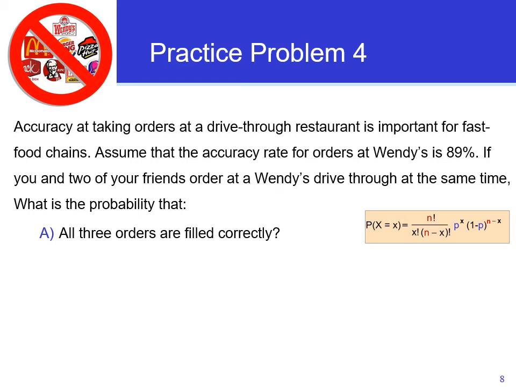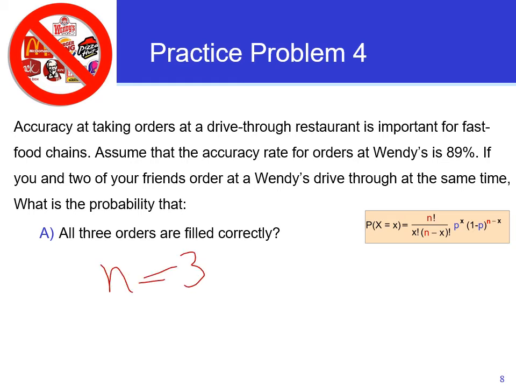Now we have to figure out n here, the number of trials, and x here. So what is n here? n is the number of trials. How many times would this be repeated? So you and two of your friends go, that means that 3 orders would be ordered. So n is 3.